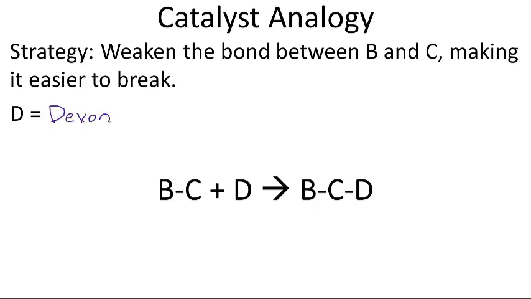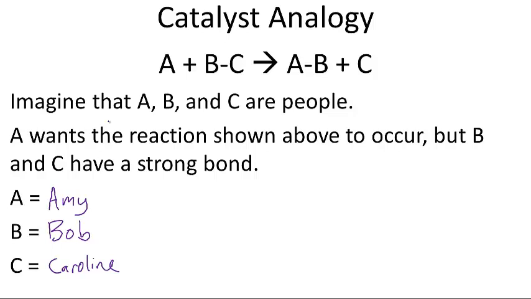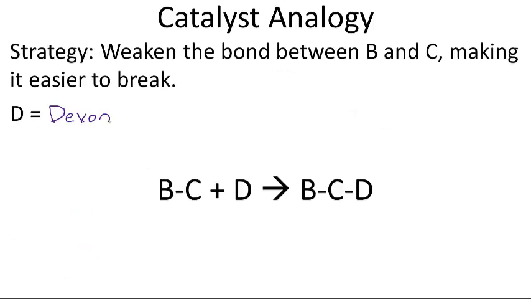All right. Amy calls on her friend Devon and says, Devon, maybe you could start talking to Caroline for me. Maybe you could strike up a relationship with Caroline. So in other words, Devon's going to come along and start up a friendship with Caroline and make a bond. So now C will be bonded to both B and D.